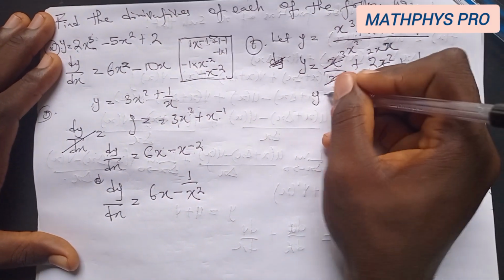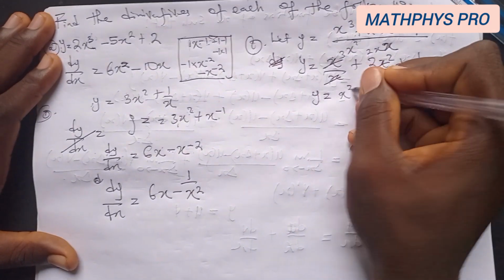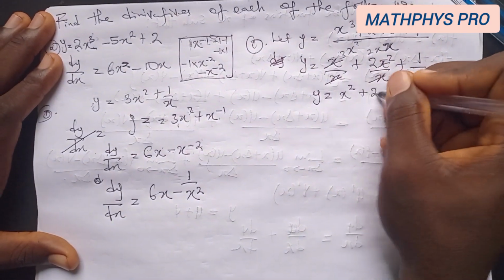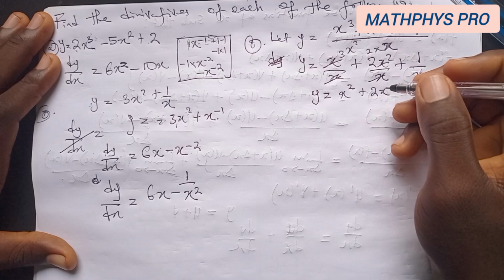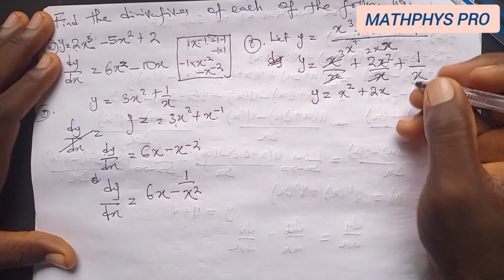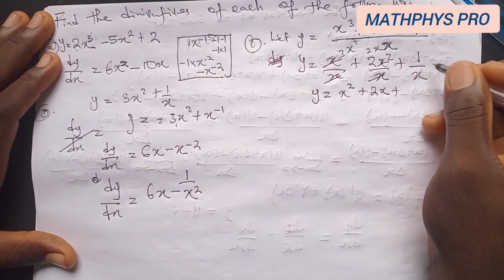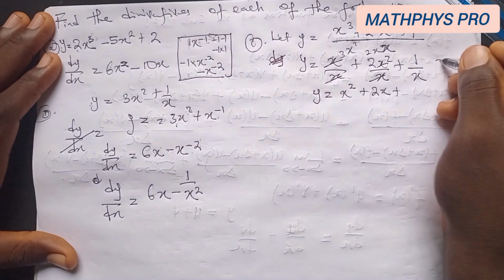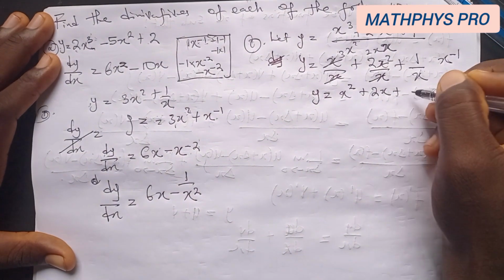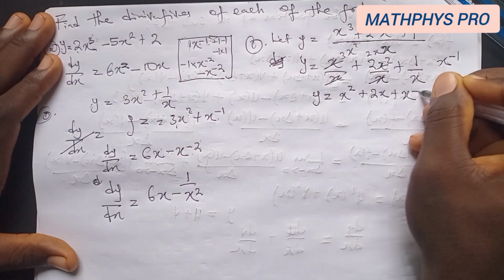So we can say that y is equal to x squared plus 2x plus 1. Remember that 1 over x can be written as x raised to the power minus 1. So we can write this as x to the power minus 1.